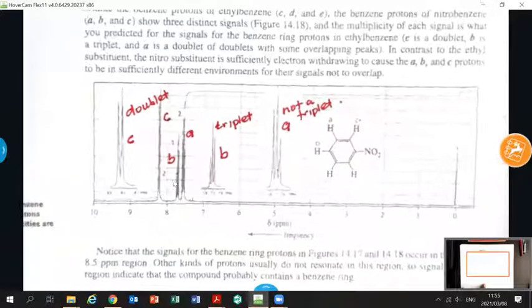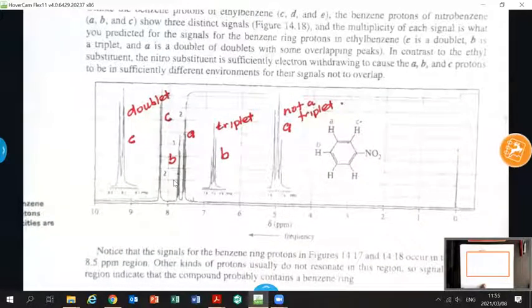Right, when you get to higher years, you'll see that we have ortho, meta, and para coupling. So if we run it on a very sensitive NMR spectrometer, we can pick up double doublets and triplets of doublets and quartets of triplets, etc., etc. But we're not going to do that at your level at second year.